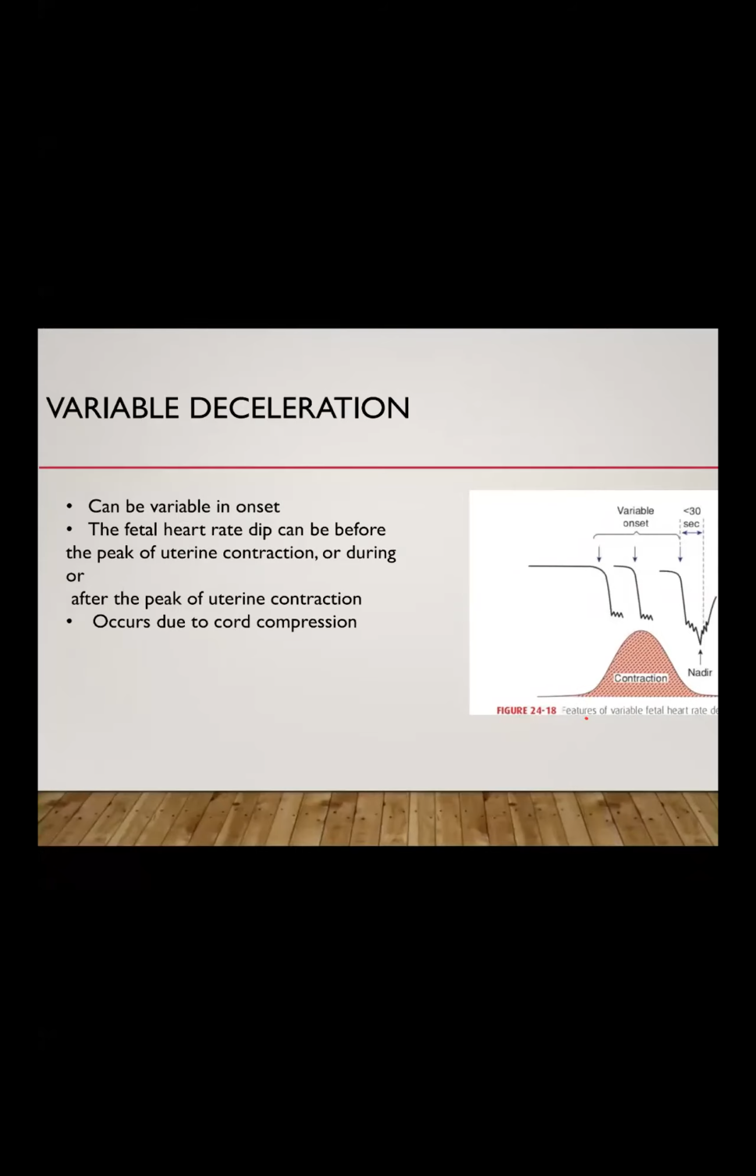So this is the uterine contraction, but before it there is a fetal heart rate dip. It means the contraction is starting, but the fetal heart rate dip has not started yet. So before the fetal heart rate dip starts, it is variable in nature. The uterine contraction is again not coincident or correlated with the fetal heart rate.